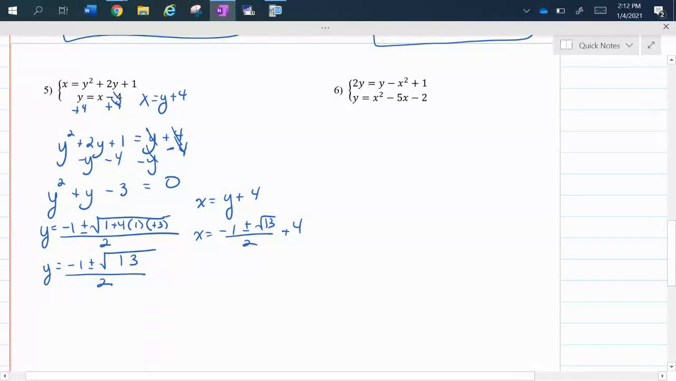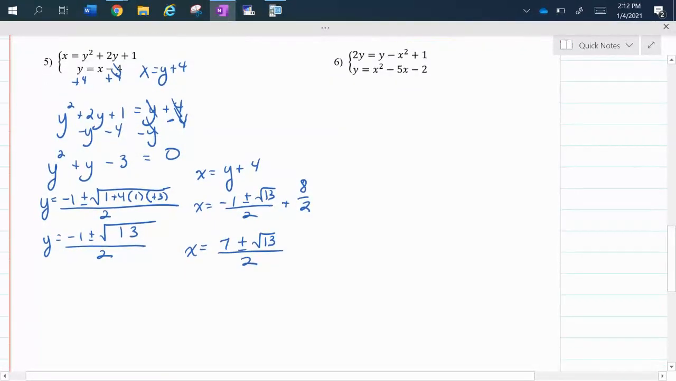So in order to add these two fractions, I think I need a common denominator. So instead of writing a 4, I'm going to write 8 over 2 because I know that 4 is the same thing as 8 over 2. And then I can add my numerators. So I get negative 1 plus 8 is 7 plus or minus the square root of 13 all over 2.